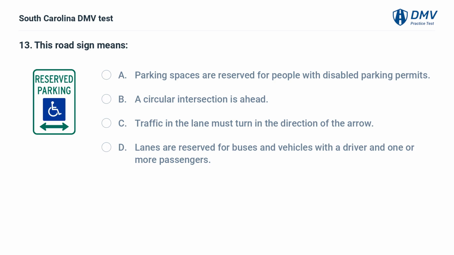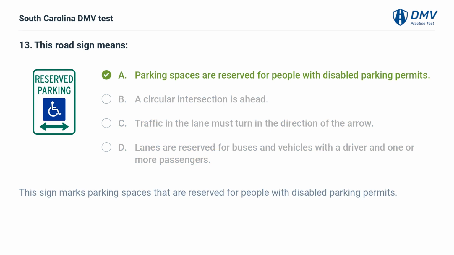This road sign means A. parking spaces are reserved for people with disabled parking permits. B. a circular intersection is ahead. C. traffic in the lane must turn in the direction of the arrow. D. lanes are reserved for buses and vehicles with a driver and one or more passengers. A. parking spaces are reserved for people with disabled parking permits. This sign marks parking spaces that are reserved for people with disabled parking permits.